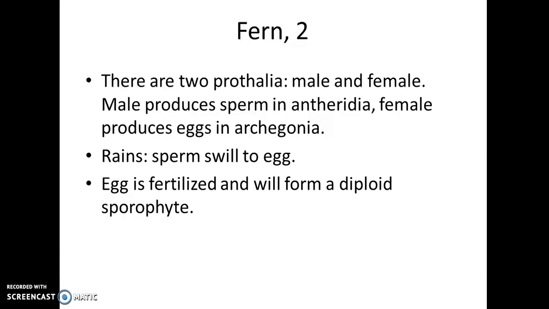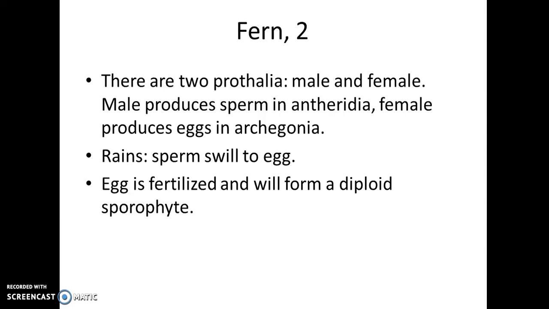Right, so we have these big sporophytes, and they produce spores that produce the tiny little gametophytes, and you're going to see them in class. You can actually look at them through a microscope. That's how small they are. Now you have male and female, and the male produces a sperm in the antheridia. Female individuals produce the egg in the archegonia.